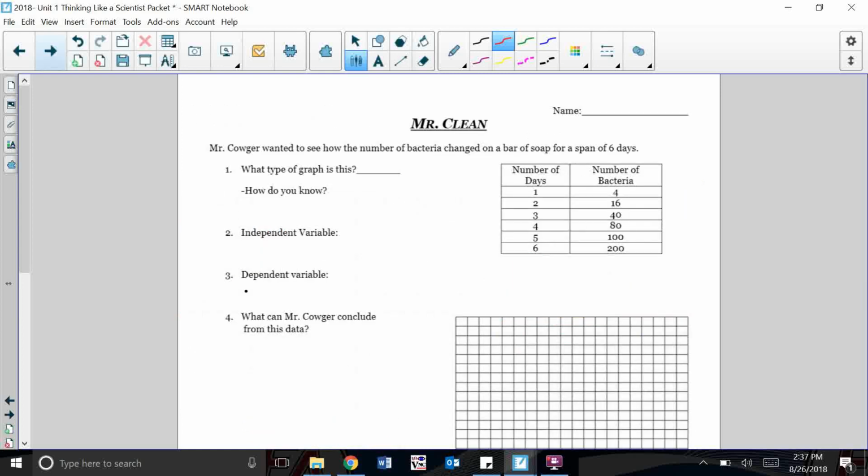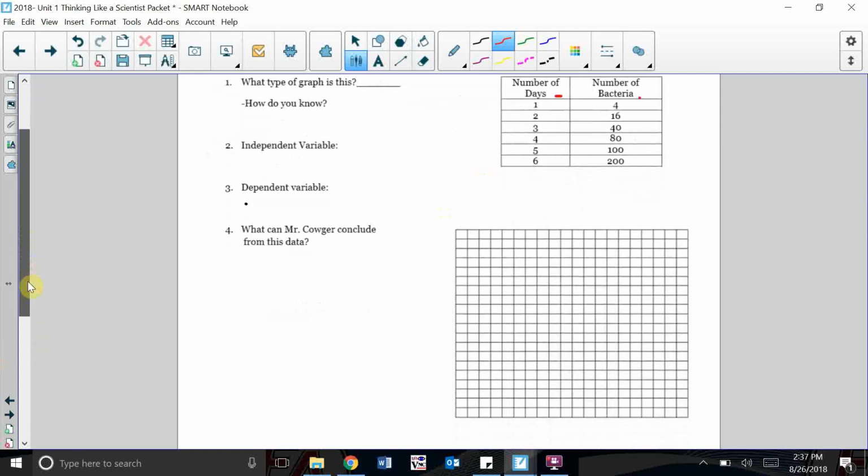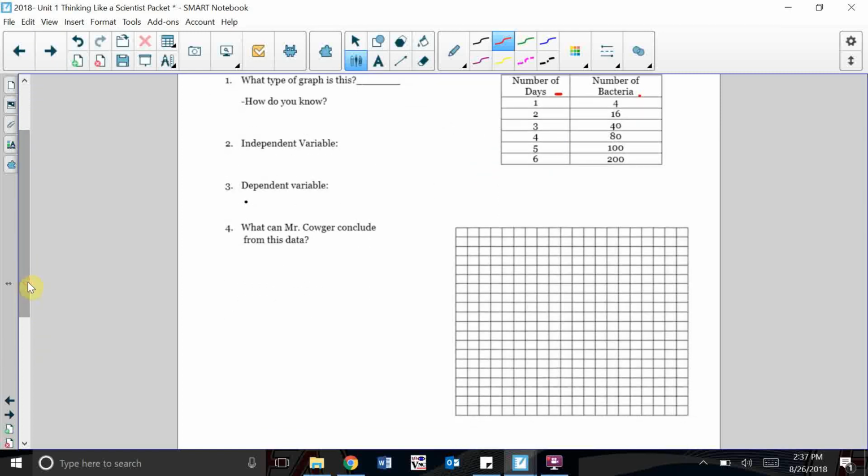Going on to a different example, if I am looking at the number of days versus the number of bacteria, this graph is pretty simple because it's pretty straightforward. I am measuring the number of bacteria, and what I'm changing is the number of days.